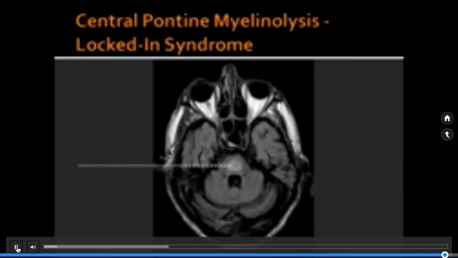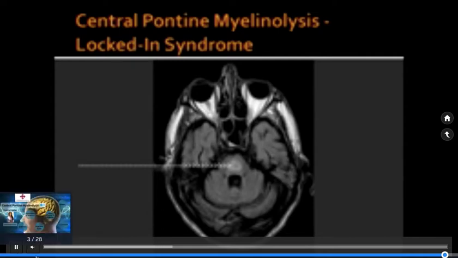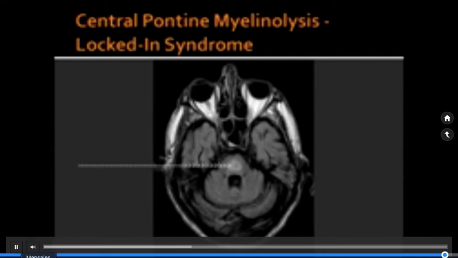Central pontine myelinolysis. What is central pontine myelinolysis? Central pontine myelinolysis is a condition in which there is acute paralysis, dysarthria, dysphagia, diplopia, and loss of consciousness. This is a condition that can cause locked-in syndrome, and in this there is massive axonal demyelination in the pontine white matter tracts.